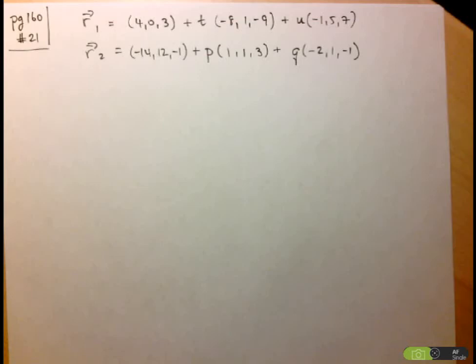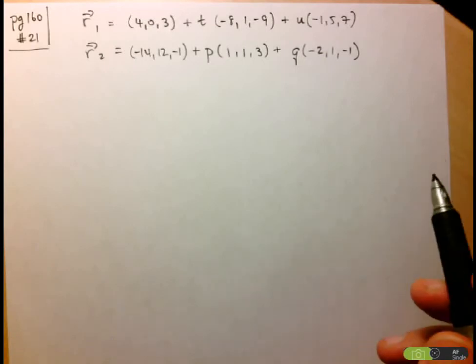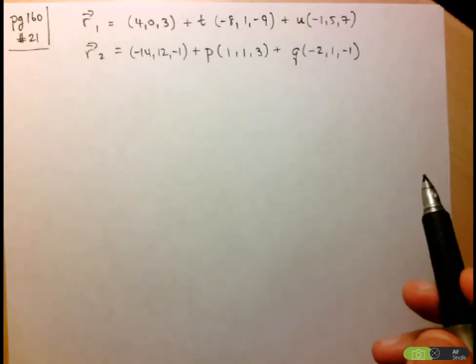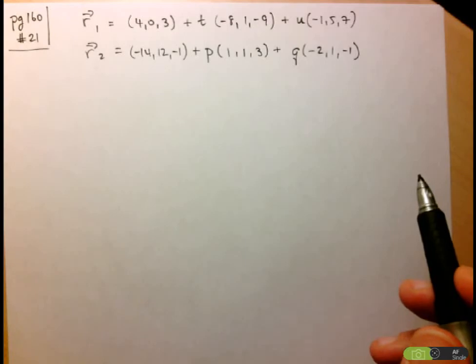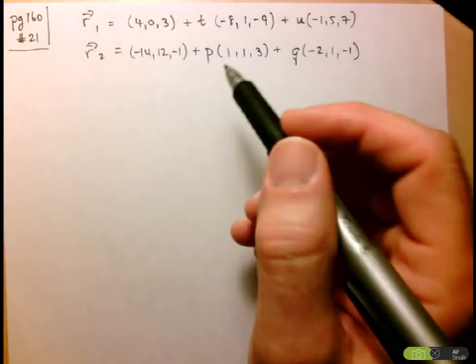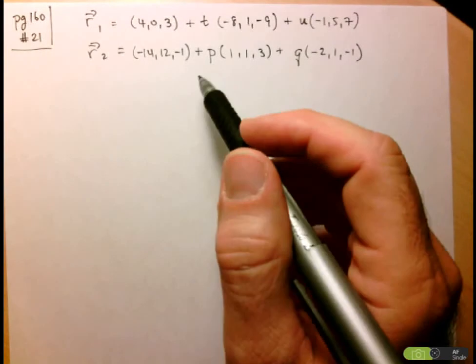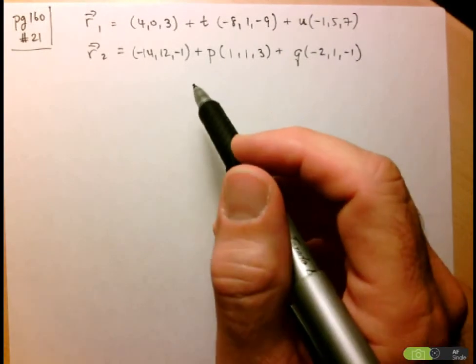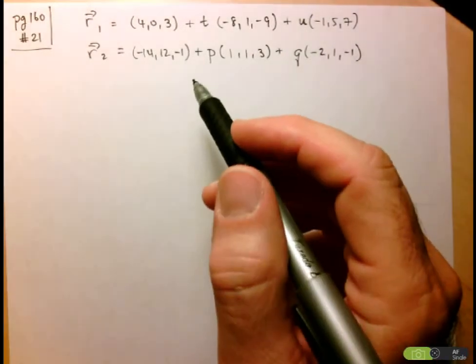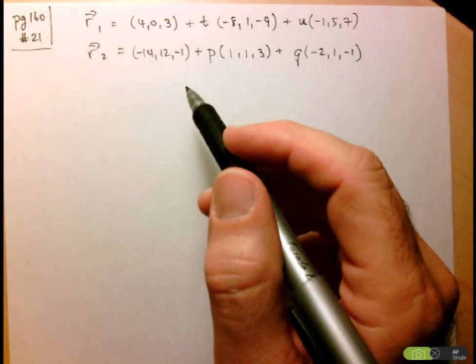Hi folks, we're going to take a look at question 21 from page 160. So we've got the equations of two planes, and they want us to figure out whether these planes are parallel and distinct, coincident, or neither. Now, if they were in Cartesian form, that would be much easier to do, and that's probably where we're going to end up going with this question. I think it's the easiest way to attack the problem.